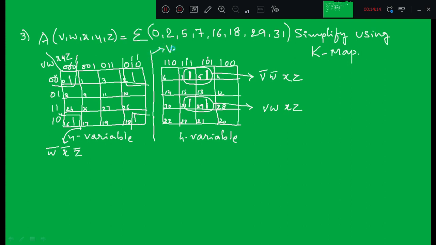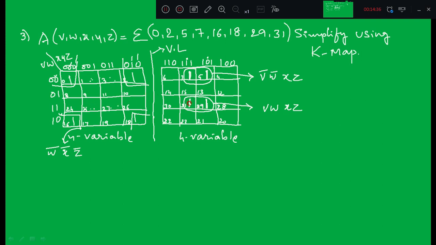Next I have to fold on this vertical line. Along with this vertical line, if I fold, these two ones will fall on the cell numbers 1 and 3, and these two cells will fall on 25 and 27. So you don't have any ones here in cell numbers 1, 3, 25 and 27.